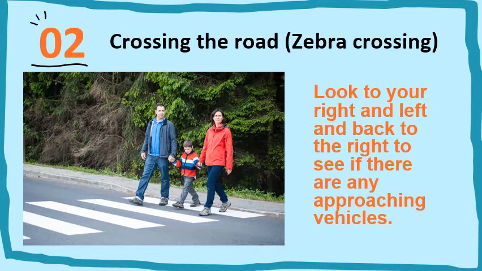Crossing the road. Before you cross the road, look to your right and left and back to the right to see if there are any approaching vehicles. You are at your school, and then you are about to cross the road. So you have to tengok kiri kanan ataupun kanan kiri kanan. Be careful when you want to cross the road.